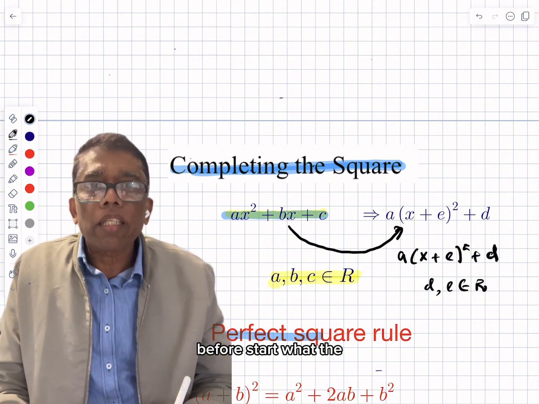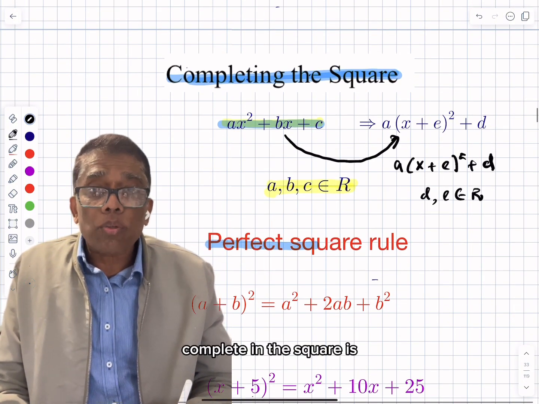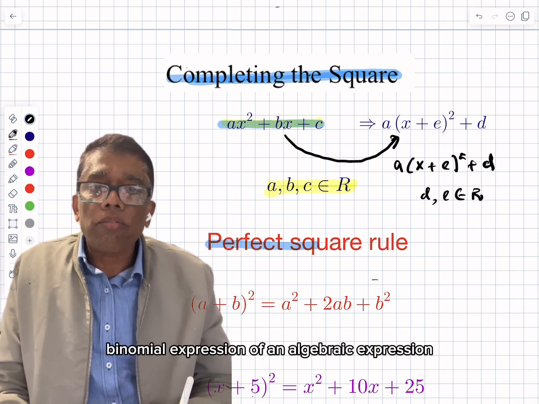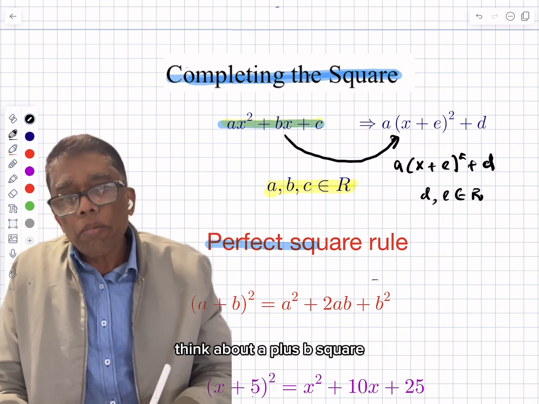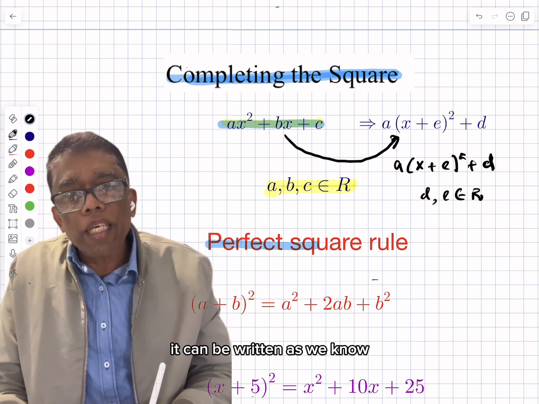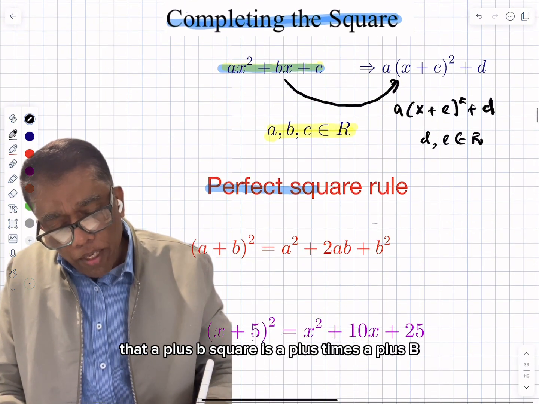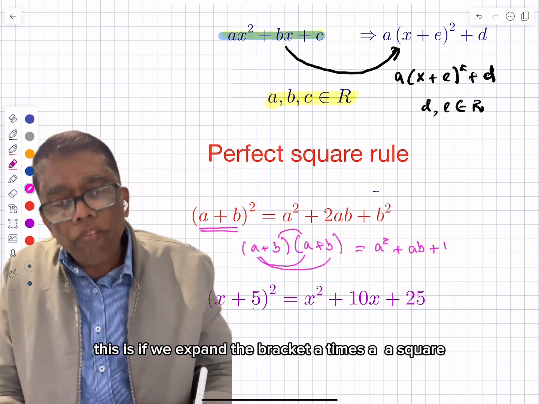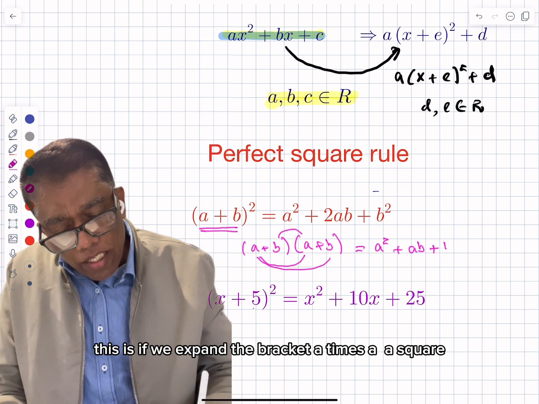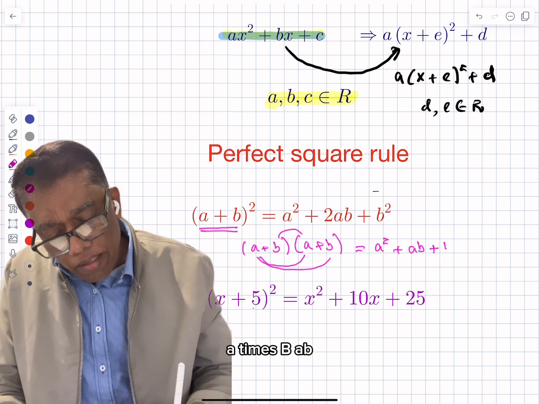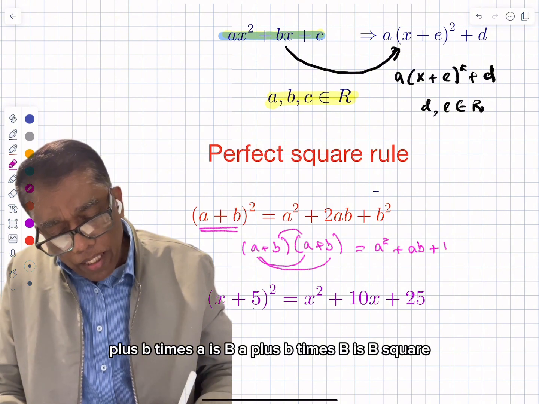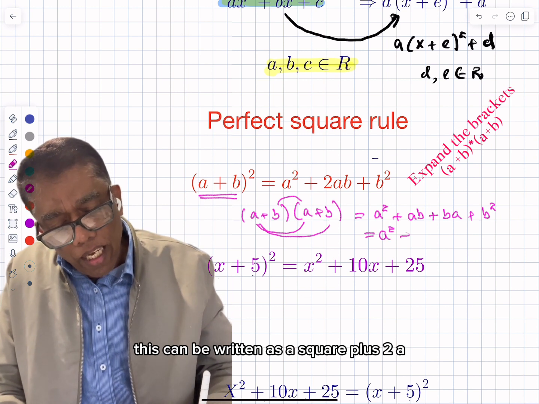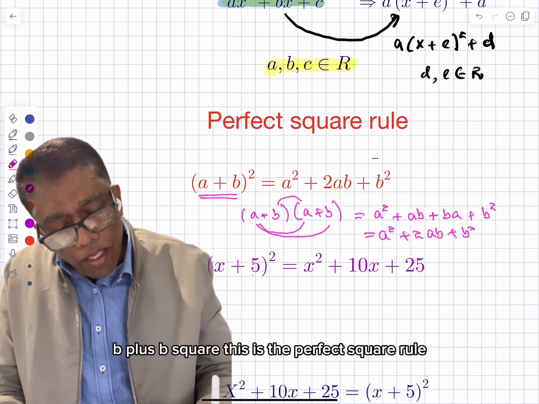Before starting completing the square, I would like to discuss the perfect square rule, the binomial expression of an algebraic expression. Think about (a plus b) square. We know that (a plus b) square is (a plus b) times (a plus b). If we expand the brackets, a times a is a square, a times b is ab, plus b times a is ba, plus b times b is b square. This can be written as a square plus 2ab plus b square.